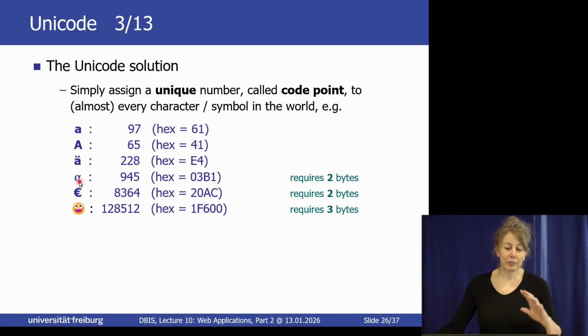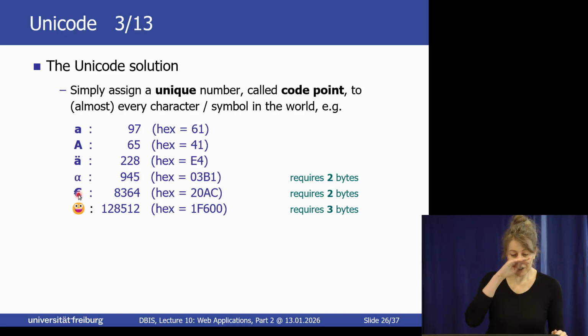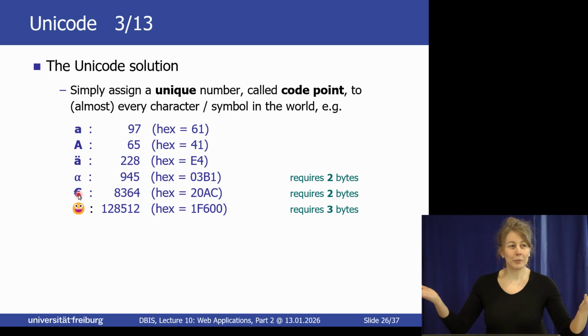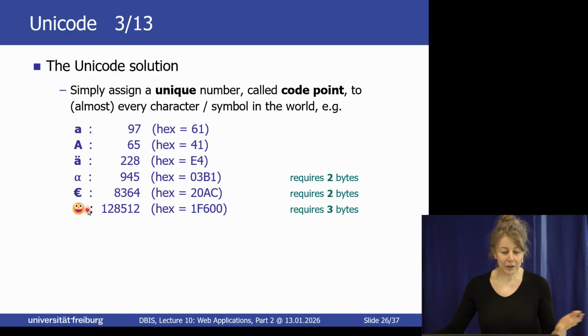Now you have the Greek alphabet. These get 2-byte identifiers. So 945 does not fit into 1 byte, you need 2 bytes. Then you have stuff like the Euro, which came a bit late, all the 2-byte codes were already given away, so it gets a 3-byte code. And then you have all kinds of stuff which requires 3 bytes or even 4 bytes. But everything has a number, even icons or whatever symbols.